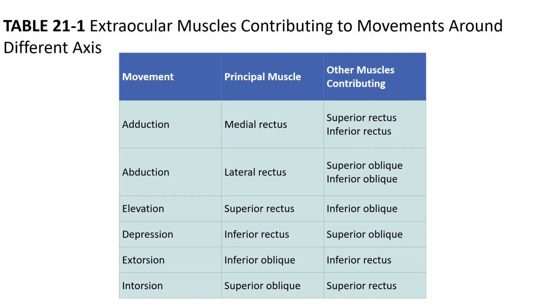Movement of elevation, or looking up, would be superior rectus, and then the other muscle contributing here would be inferior oblique. Depression would be inferior rectus. The other muscle contributing would be superior oblique. Movement of extorsion would be inferior oblique, and the other muscle would be inferior rectus. The movement of intorsion would be superior oblique, and the other muscle would be superior rectus.